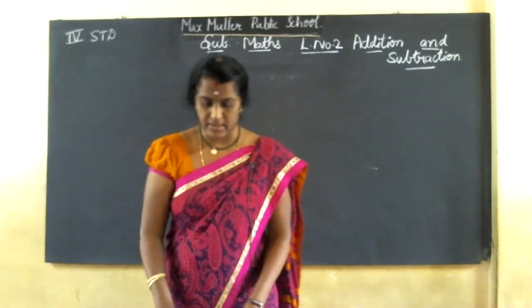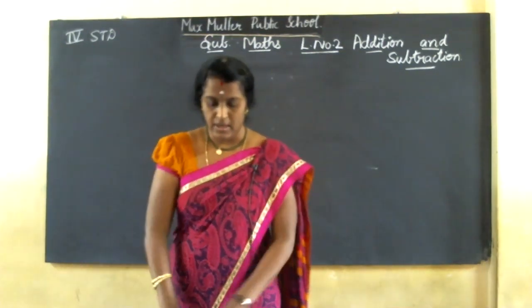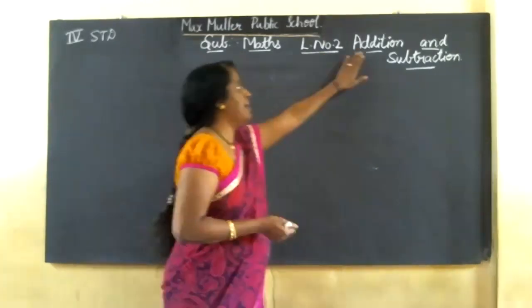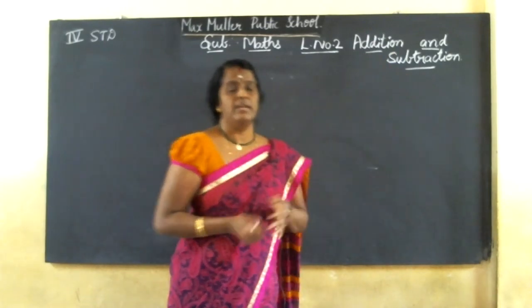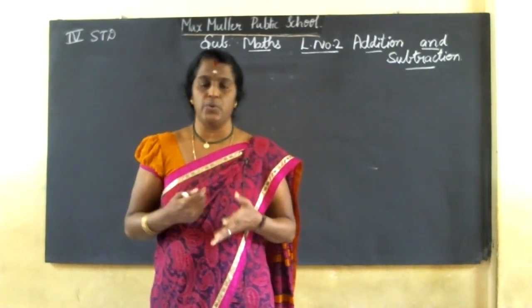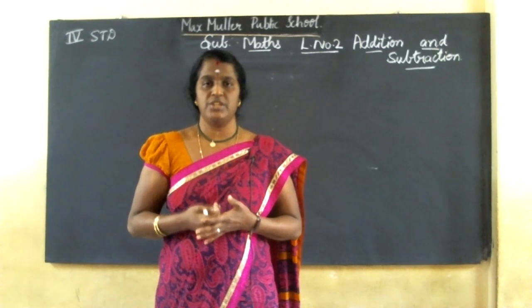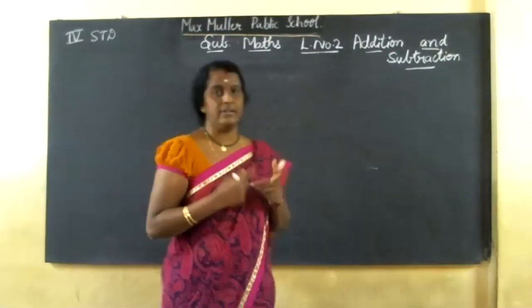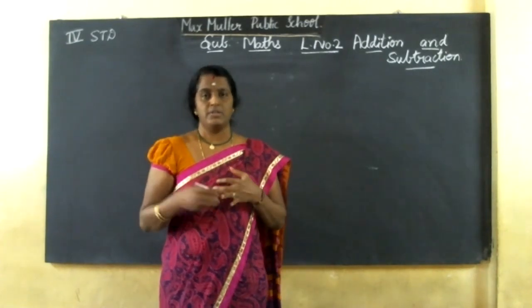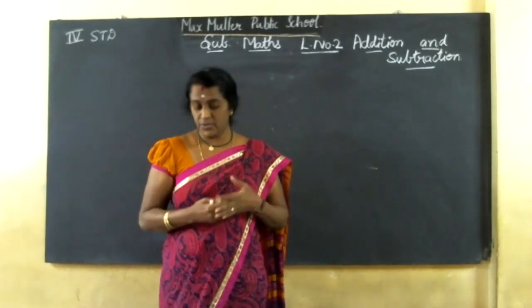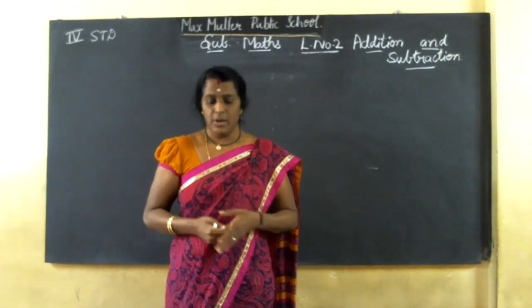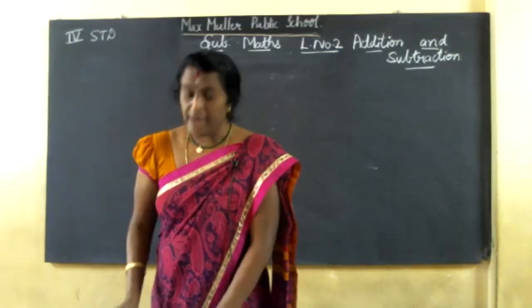Okay, we have completed lesson number 1, large numbers. Today we'll start lesson number 2, addition and subtraction. In the bridge course, I taught you 2-digit numbers: addition, subtraction, multiplication, division. In 3rd standard, you learned 3-digit and 4-digit numbers. So first I'll teach that, and next we'll go for 5-digit, 6-digit, and 7-digit numbers. Okay, take out your textbooks and pencil.